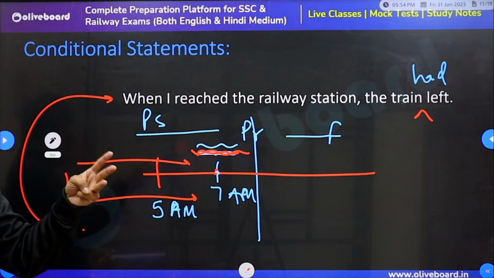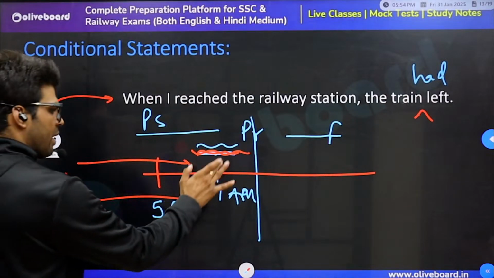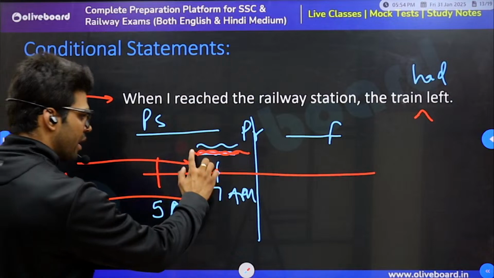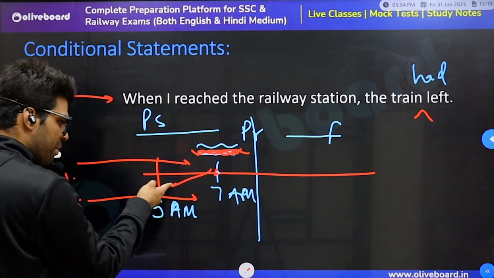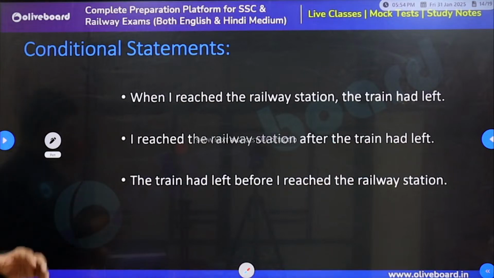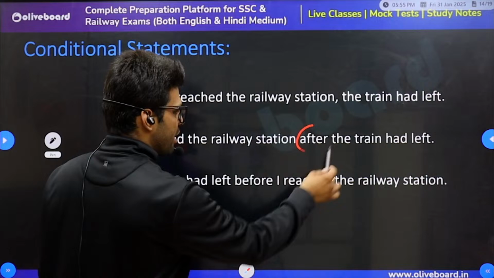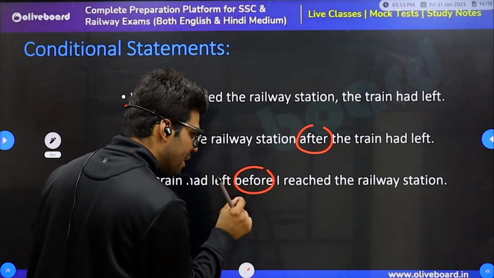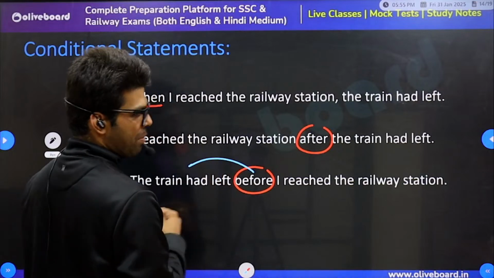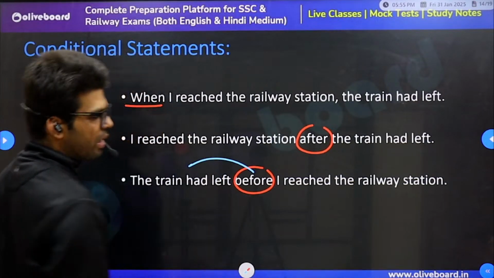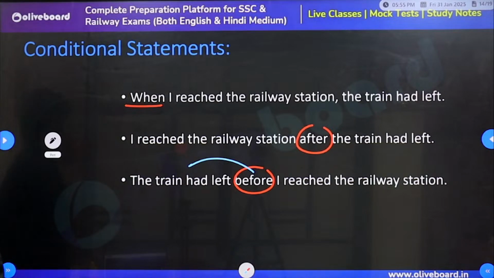I hope these three conditional clauses are clear here. Past indefinite, past indefinite. Past indefinite, past continuous. Past indefinite, past perfect, because both of them didn't happen at the same time. We can identify them with the help of the conjunction when, and of course with these, after and before, clearly stating that this action happened later, this action had happened before. Okay, when I reached, the train had left.